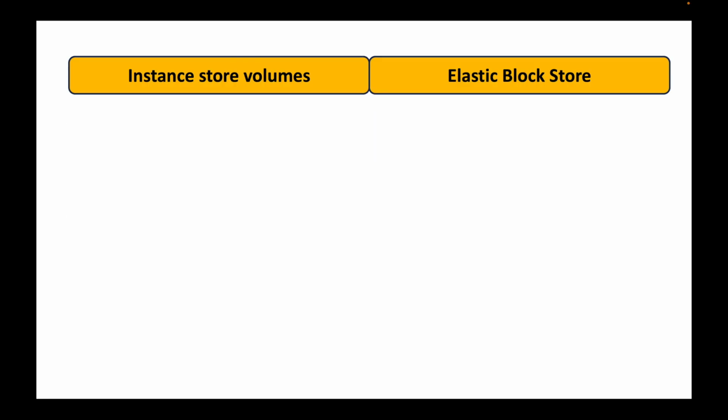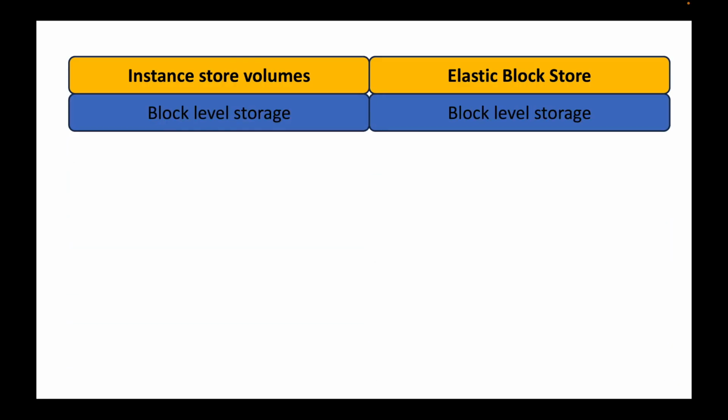So, like I said, both are block level storage. Your instance store volumes is also block level storage, and your Elastic Block Store is also block level storage. The volumes are defined by your AMIs. Depending on the AMI that you're selecting, that will define whether you're going to use the instance store volumes or the Elastic Block Store.